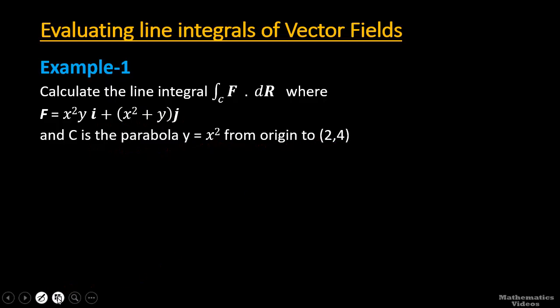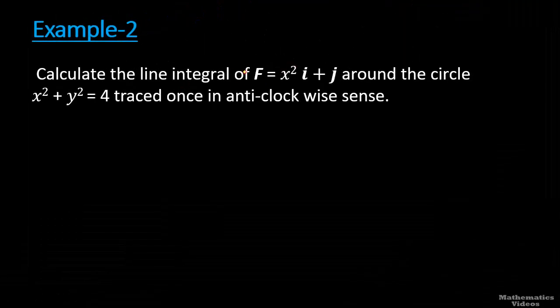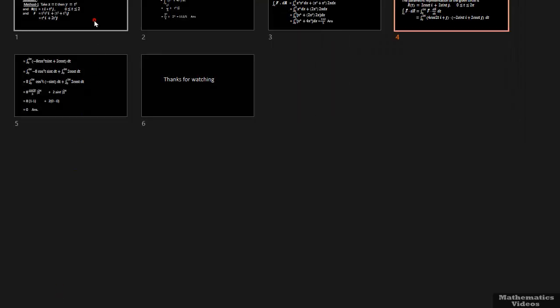And in the second example, we have to calculate the line integral of the vector field f equal to x squared i unit vector plus j unit vector around the circle x squared plus y squared equal to 4 traced once in the anti-clockwise direction. So let me start the solution. We will solve the first example by two methods.